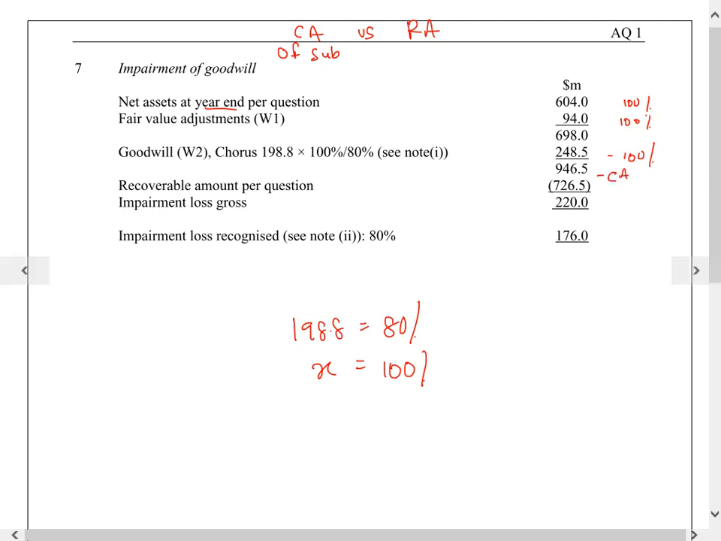And as per note 3, they say the carrying amount or the recoverable amount is 726.5. So carrying amount 94. Recoverable amount 72. So that is an impairment here. Is it okay?